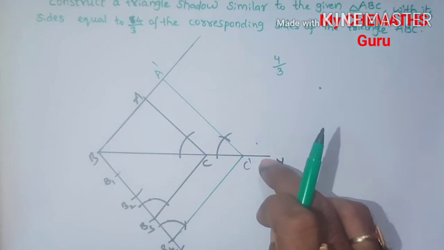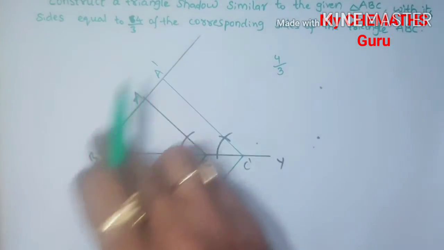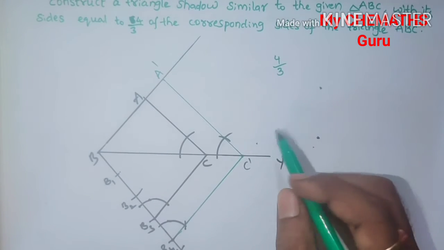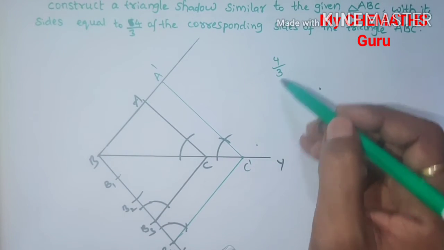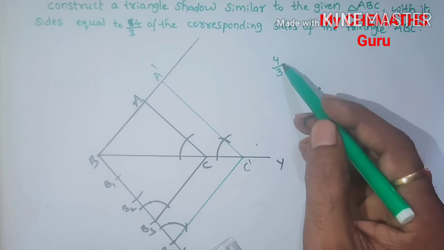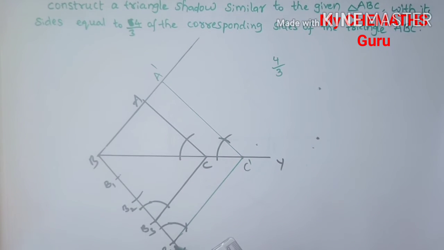This is our required triangle. This is the similar triangle of the triangle ABC with 4/3 of the corresponding sides. Is it understood? See here, only the denominator we are joining to the original end point, and through the numerator we are drawing a parallel line to the given side. Okay, so it is most important.